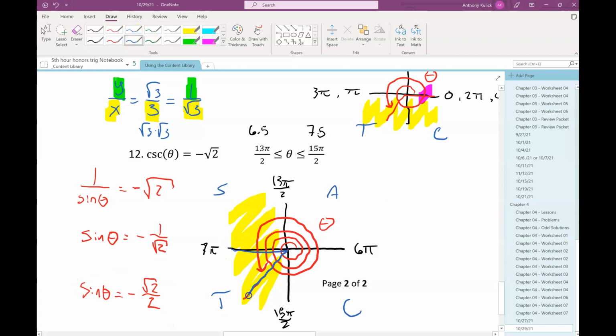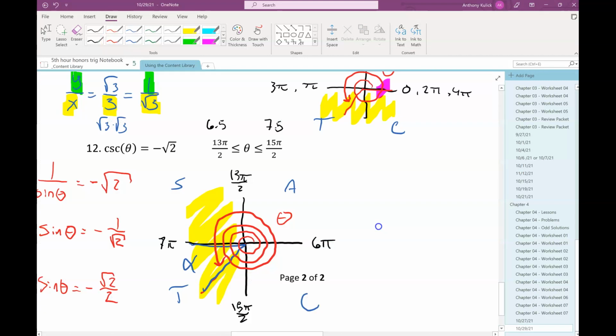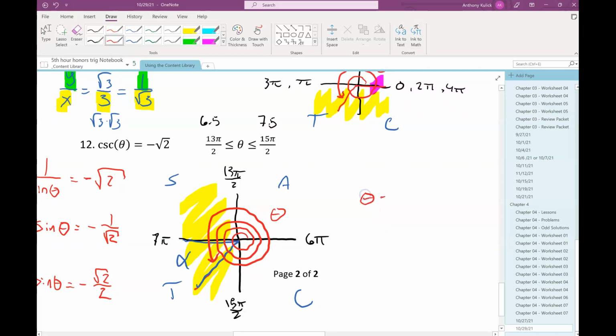So here's my alpha. So in this problem I have theta is equal to 7 pi plus alpha. I'm going to use y as a plus. Okay.